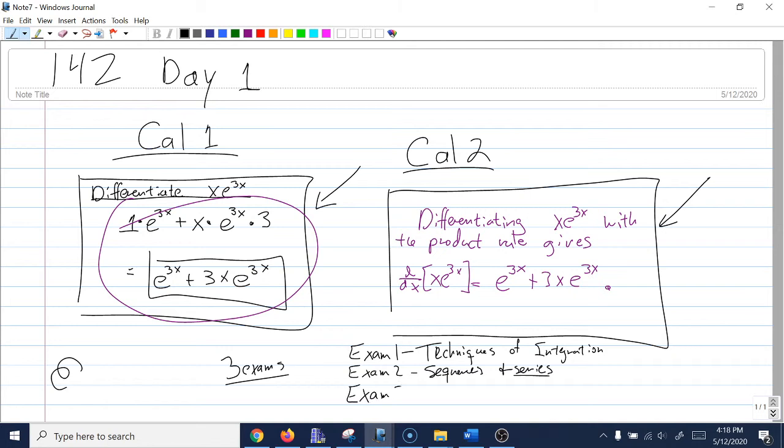And we're going to have exam 3, which is basically other. We're going to talk about polar coordinates. We're going to talk about volumes of revolution. What else is in there? Oh, approximating integrals. These are the 3 parts of the exam.